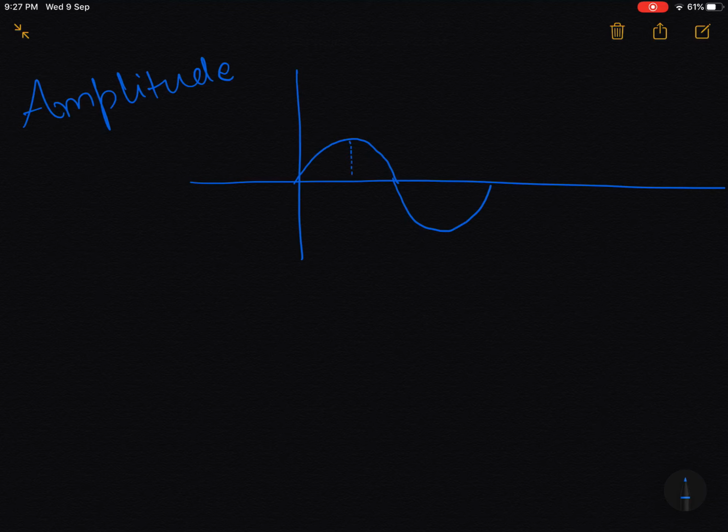So the maximum value would be somewhere around here. With respect to your current, this is the maximum value it attains. It remains the same in the positive and the negative cycle. What I mean to say is, this length and this length are the same. So this is basically your amplitude. Instead of this x, we can write it as A. It is denoted by A. It is known as your amplitude.